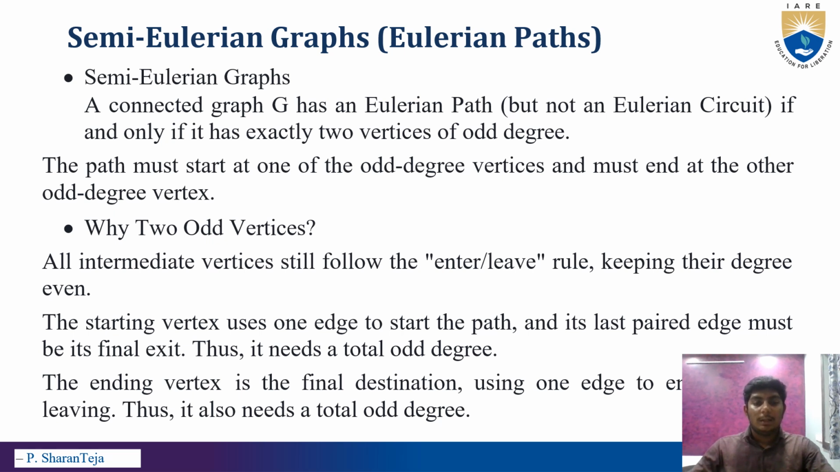still have even degrees. So the ending vertex is using one edge, and thus it also needs a total edge or degree.